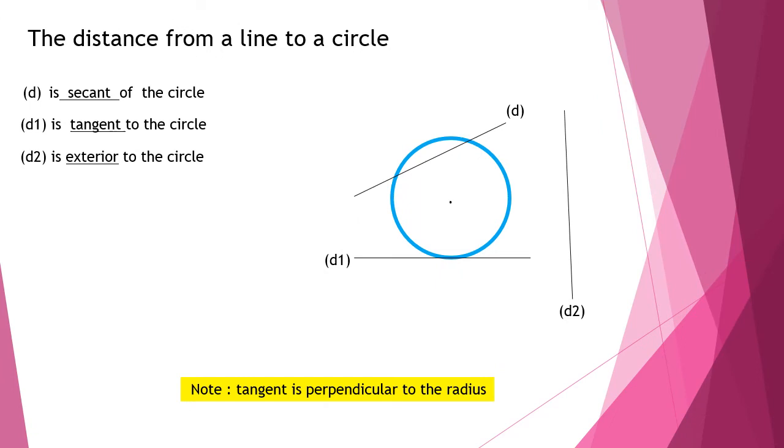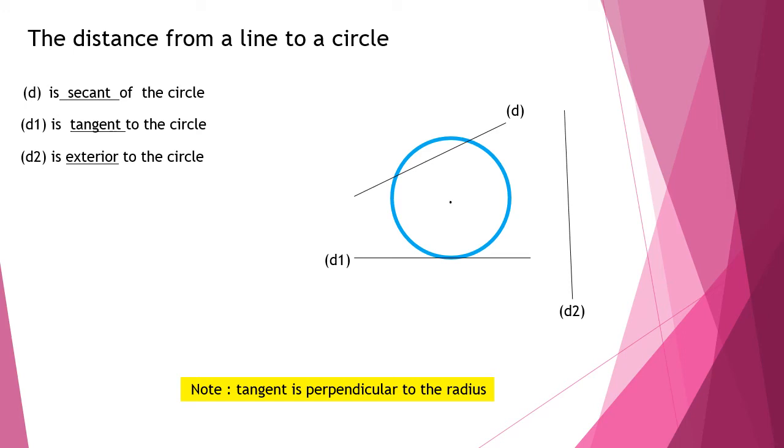Now the distance from a line to a circle. Also here we have a circle, and we have 3 lines: D that cuts the circle in 2 points, D1 that has one common point with the circle, and D2 that has no common point with the circle. So D is called a secant of the circle. D is secant.